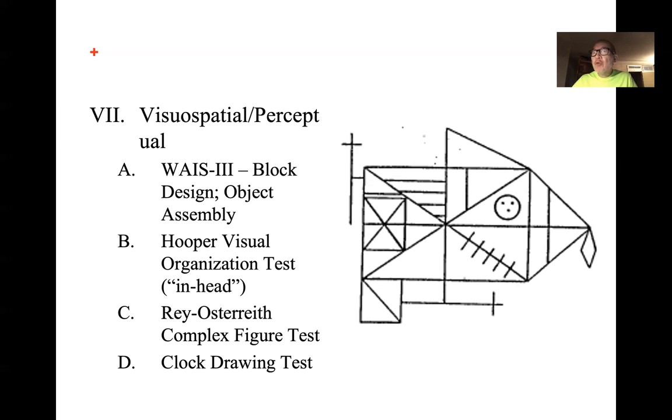You're just visualizing it in your head. Okay. The Rey-Osterrieth Complex Figure Test is this. The examinee is shown this picture for about, I think about 10 seconds if memory serves, and then they have to reproduce it as best as they can, right? Pretty complex task here, all right?